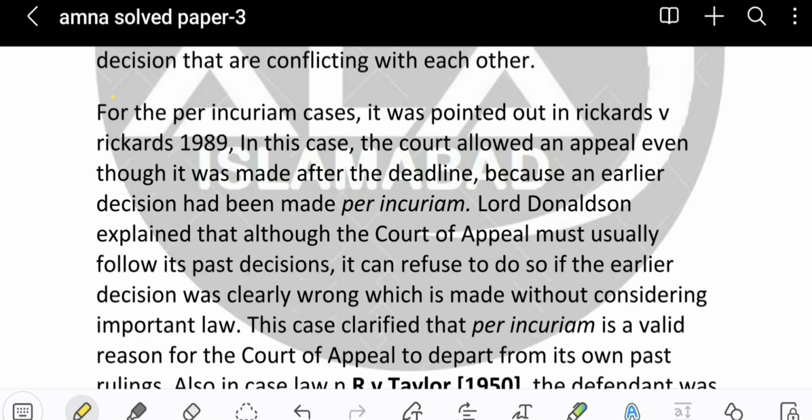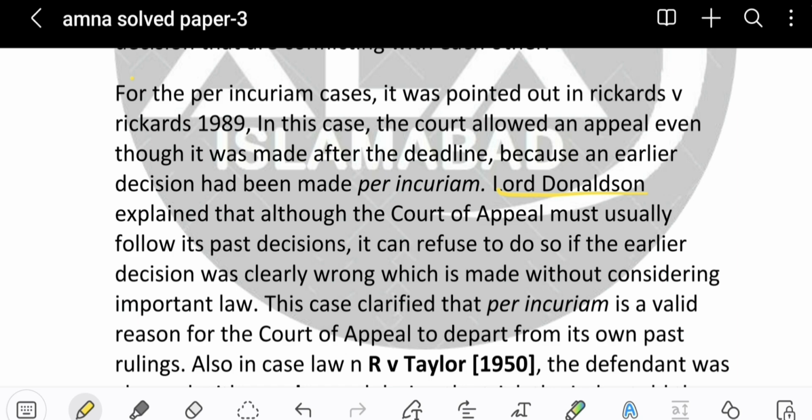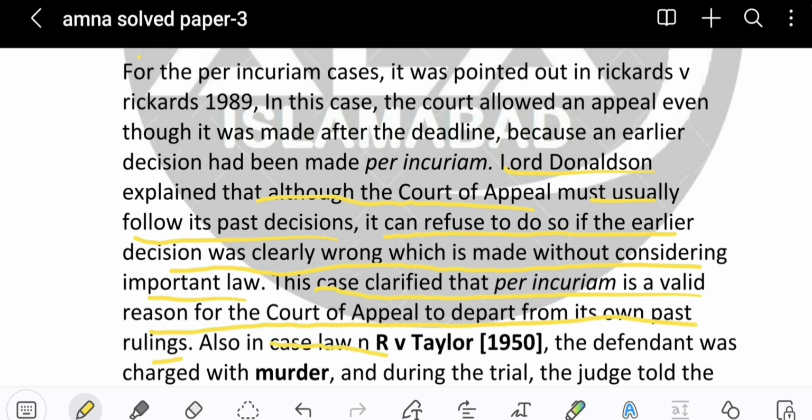Now I'm going to the next point. Lord Donaldson explained that although the Court of Appeal must usually follow its past decisions, it can refuse to do so if the earlier decision was clearly wrong, which is made without considering important laws. This case clarified that per curiam is a reason for the Court of Appeal to depart from its own past ruling.